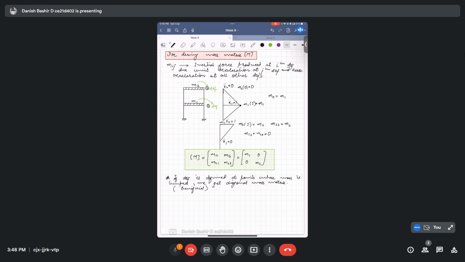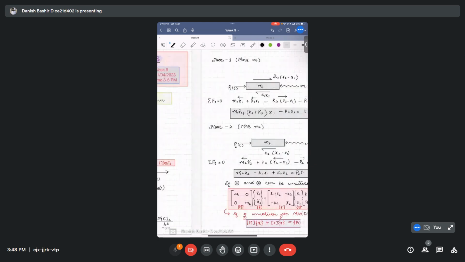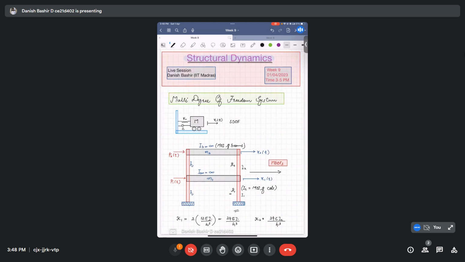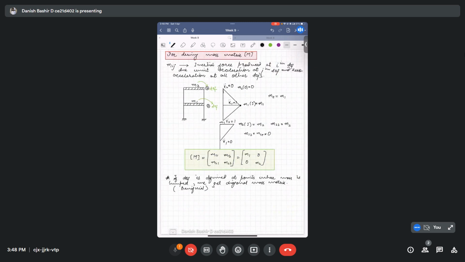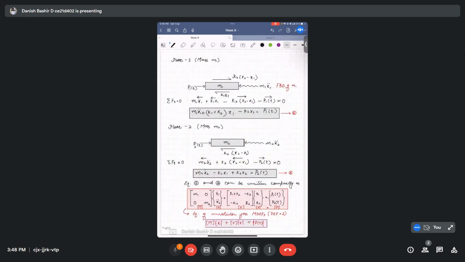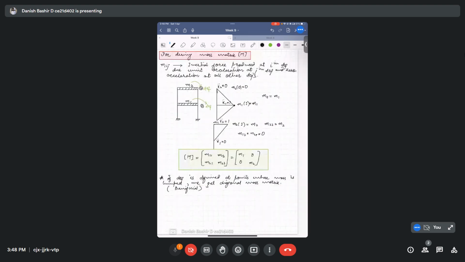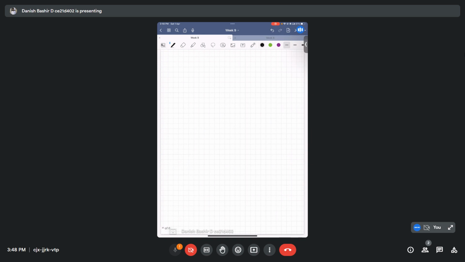Now we'll see one more thing. For example, the same system, this initial system. Here, if we assume P1 of t and P2 of t are equal to 0, that is the free vibration case, then we will try to solve this system of equations, that is equation system A. So we will go to the free vibration problem for a multi-degree of freedom system.